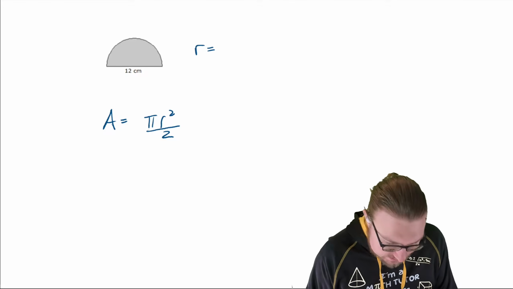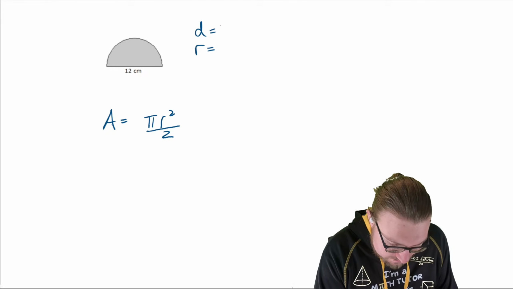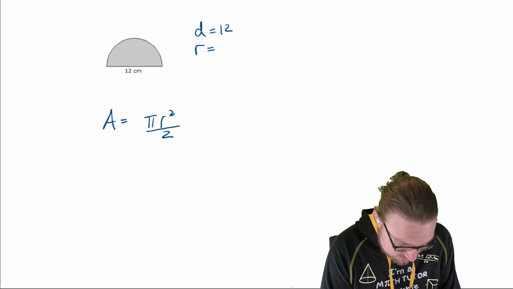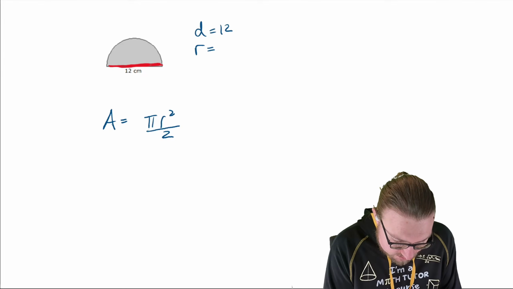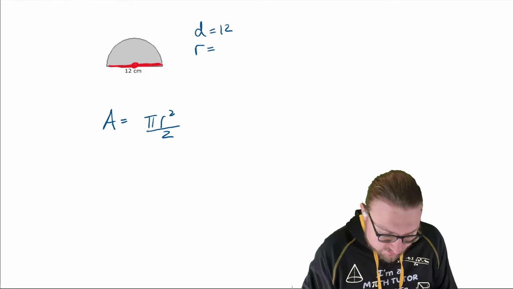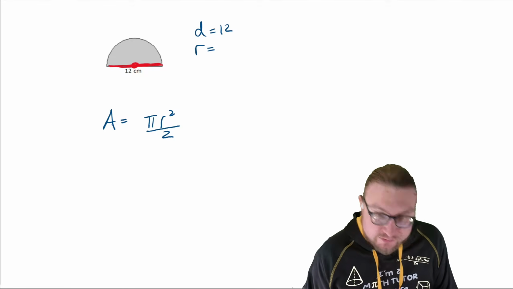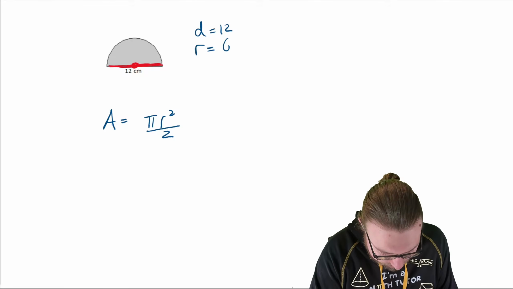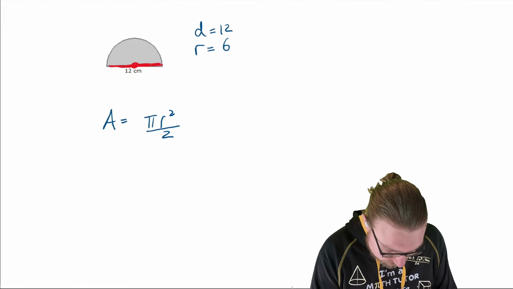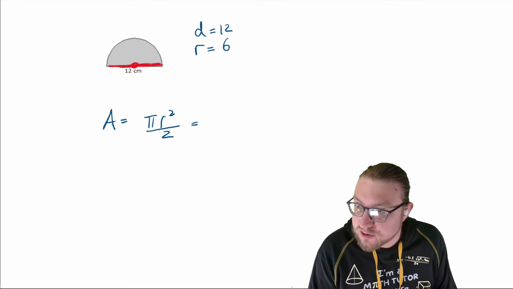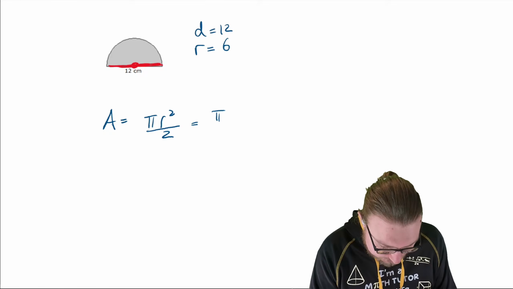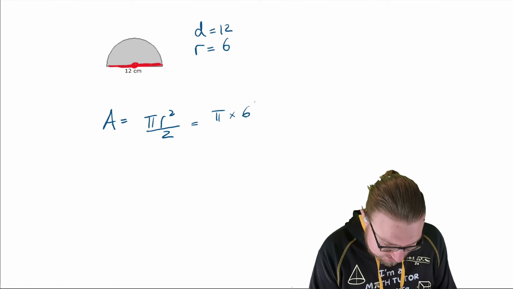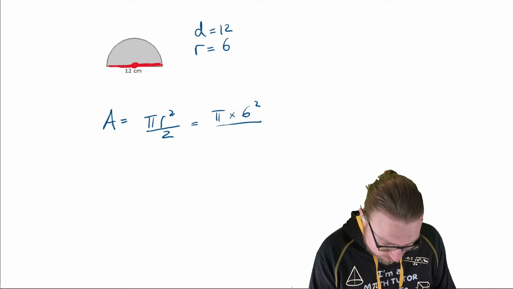So that's the radius. We know that the diameter here is 12 because that is the line going from one side to the other through the center of the circle. And the radius is always half. So we're going to get to 6. So we can add those numbers in our formula. We're going to get pi times 6 squared all over 2.